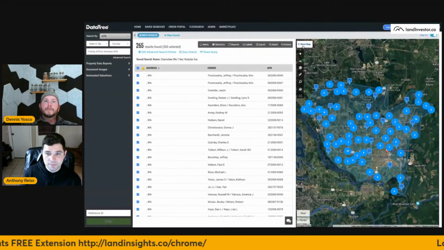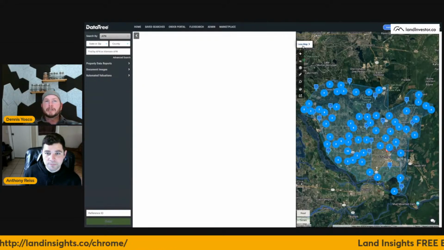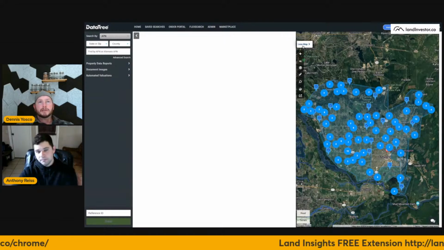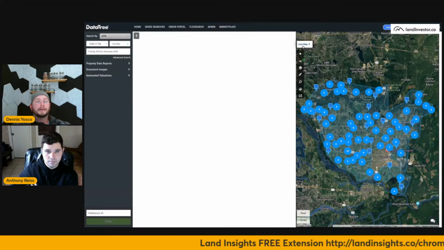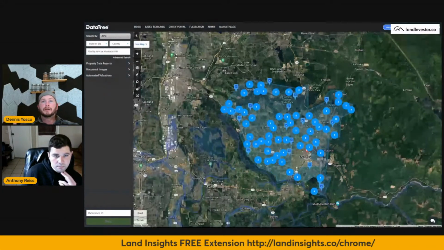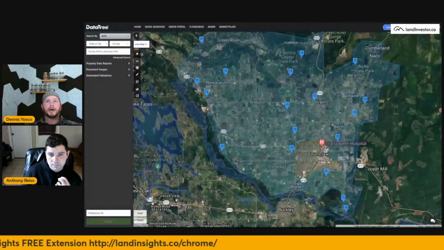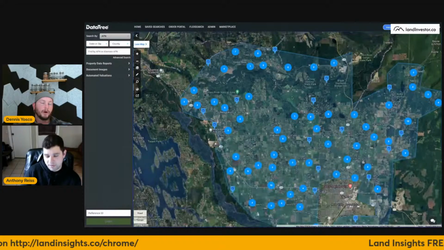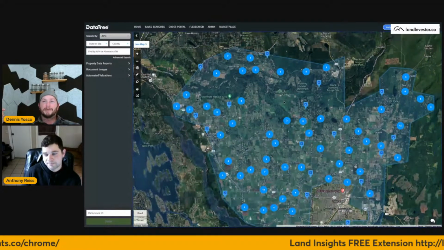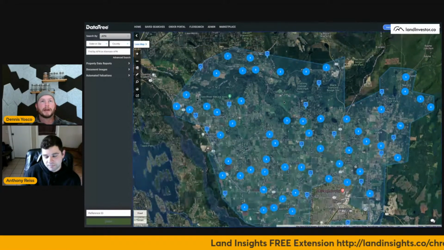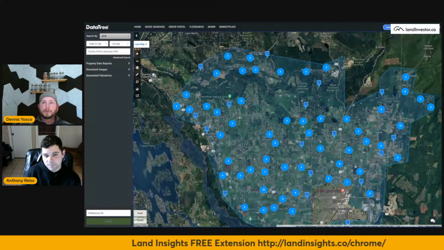Perfect. All right. So I'm going to let Anthony narrate this, but he's basically going to show you his scrubbing process on Data Tree. Now this can be done off Data Tree as well, and it can be done in Land Insights. I think you go a little bit above and beyond what most people do. Definitely. And you scrub in a way that I kind of scrub too. We'll talk about that later.